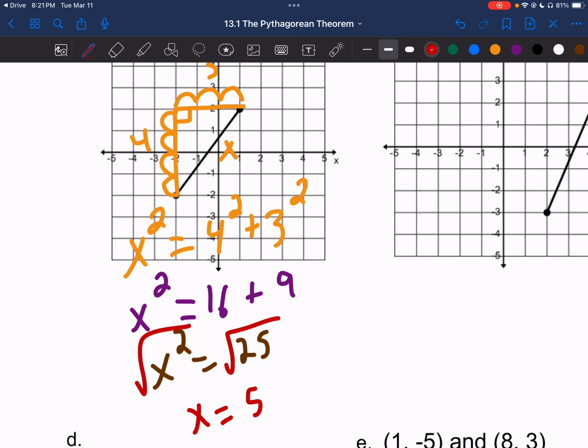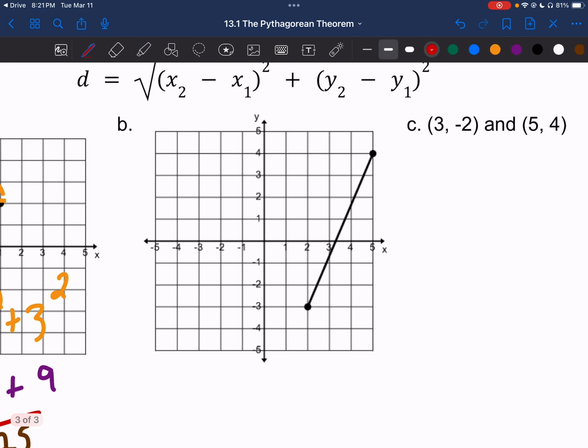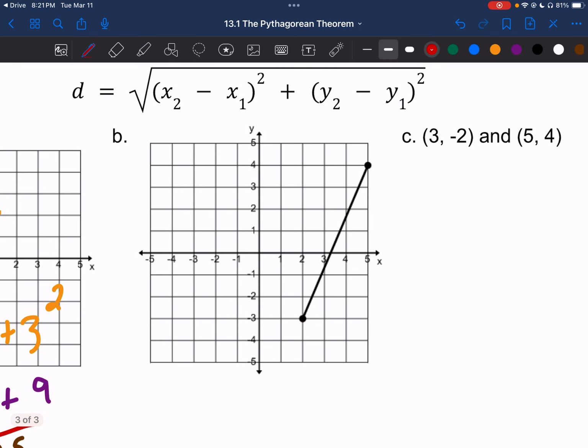All right, so now letter B, I'm going to bridge the gap a little bit between the formula, the distance is equal to the square root of the quantity x2 minus x1 squared plus the quantity y2 minus y1 squared. So let's look at this. Let's just start labeling x1 and y1. So we have x1, y1, x2, y2. All right, so we're going to look at this in a couple different contexts. First off, what are my coordinates for these points? Well, x1, y1, that is at 5, 4.